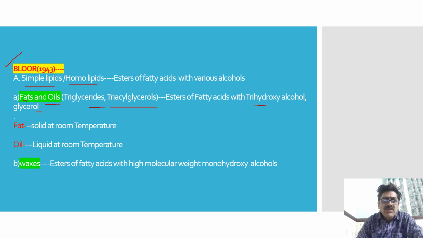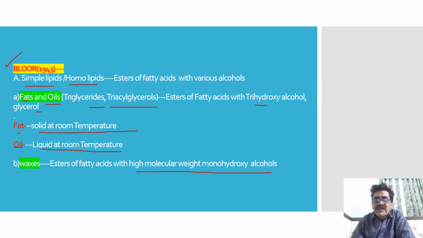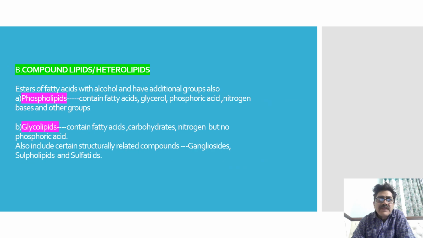Now that also includes fats and oils. Fats are basically solid at room temperature. Oils are liquid at room temperature. This is the difference between fats and oils. Then we have waxes. Waxes are also esters of fatty acids with alcohols, but the alcohols are different here. They are high molecular weight monohydroxy alcohols. In fats and oils you had trihydroxy alcohol. This difference you need to keep in mind.